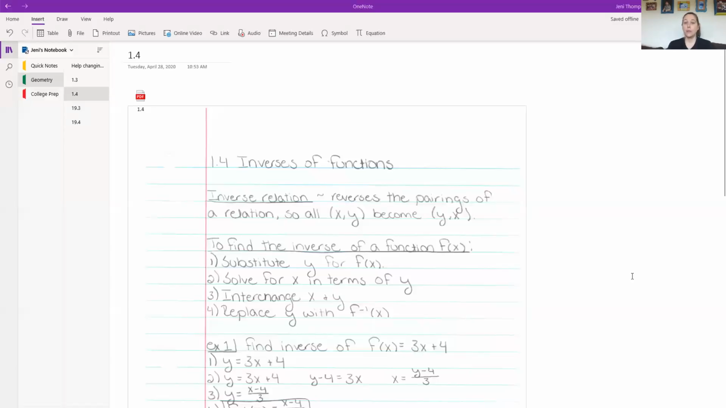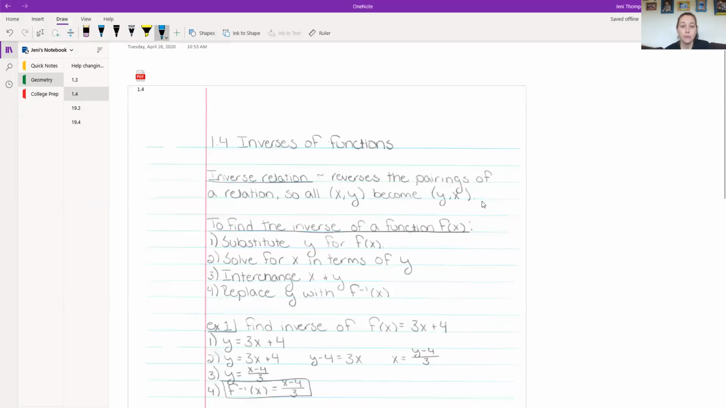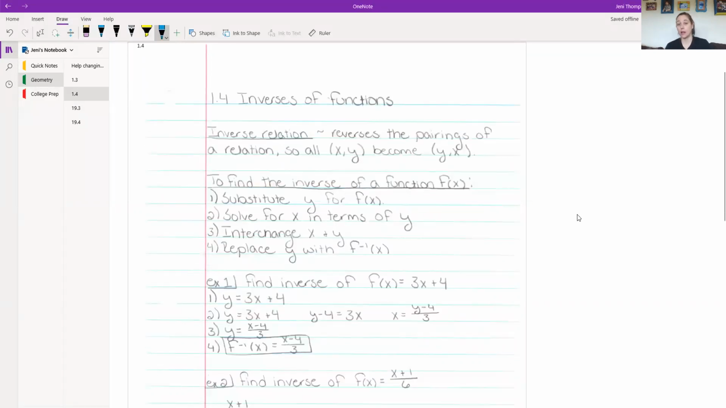Guys, so this is 1.4, inverses of functions. I think you'll see why we're doing these two sections at the same time. The first one, the translation one, is new stuff. This really isn't the inverse of functions. So, inverse of functions, let's talk about it a little bit.